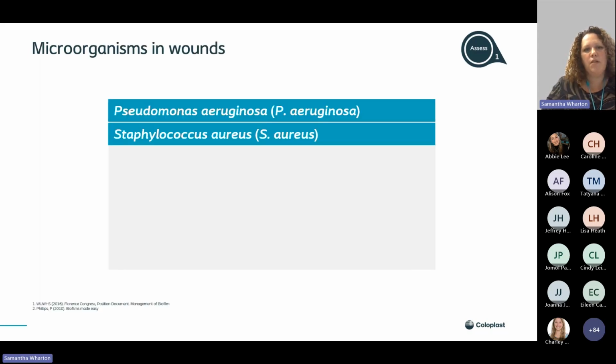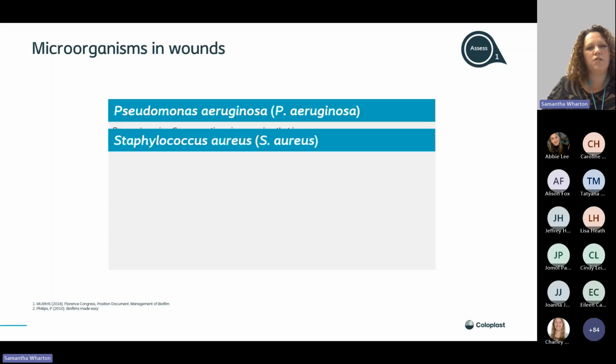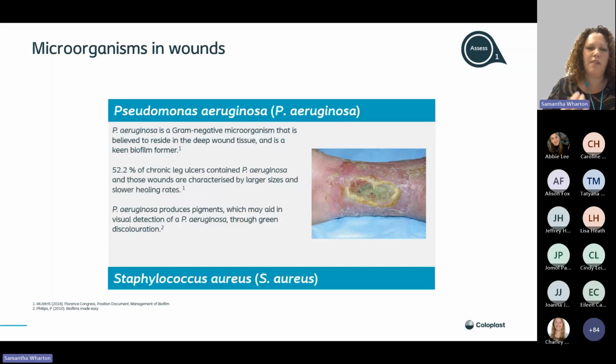Some common microorganisms in the wound. We've already talked about Pseudomonas, with that really classic odor and green exudate. It's a gram-negative microorganism, and it's believed to reside deeper in the wound tissues. And again, it is a keen biofilm former, so once it's there, it's really, really hard to remove from the wound bed. It prefers larger wounds, and it's seen in over 50% of chronic leg ulcers. So if you're seeing patients with leg ulcers, a large majority of those will contain Pseudomonas.